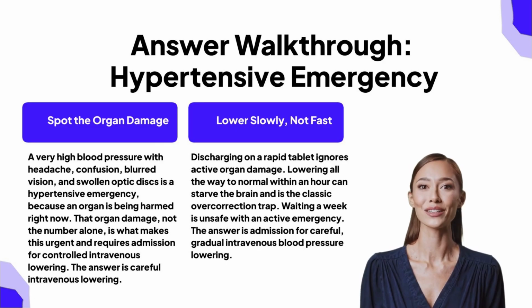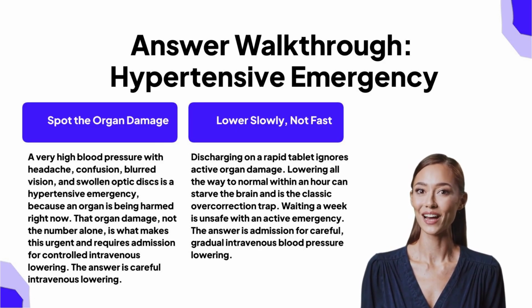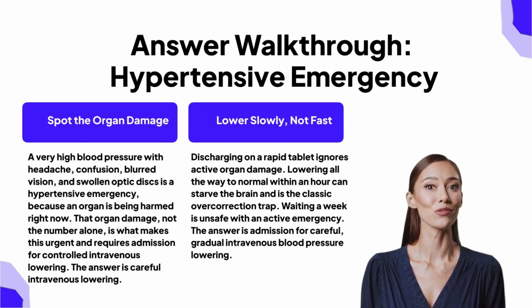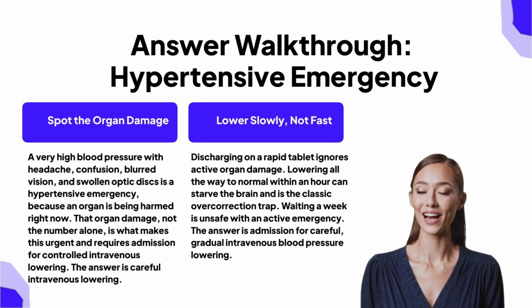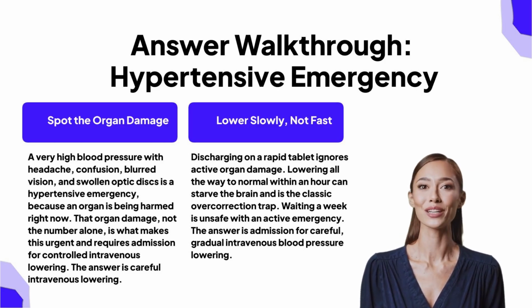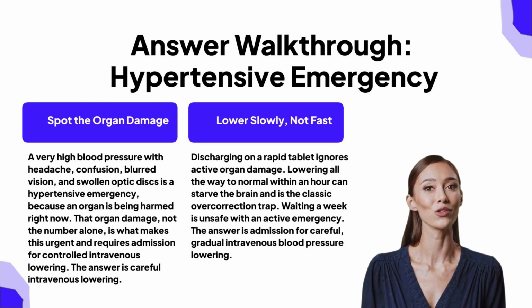Now the key distinction: lower the pressure slowly, not fast. Giving a rapid tablet and discharging ignores active organ damage. Driving the pressure all the way down to normal within an hour can starve the brain of blood flow, and that overcorrection is a classic trap. Waiting a week to recheck is plainly unsafe when an emergency is unfolding. The correct answer is admission for careful, gradual intravenous blood pressure lowering.